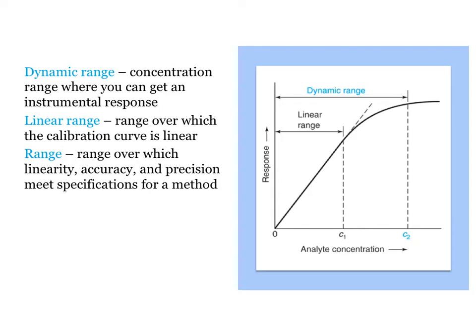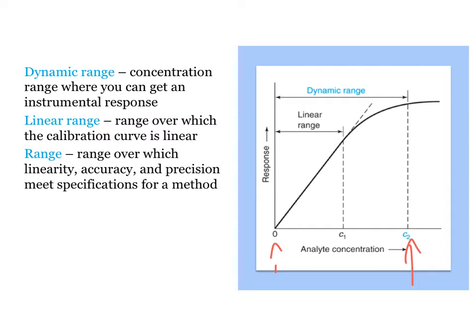If we had no previous experience with an analytical method, we would begin by preparing a series of standards with concentrations that span our best guess of the range of concentrations we're likely to see in our samples. However, the instrumental response may not be ideal over the entire range of the standard concentrations we've just prepared. If we look at the curve on this slide, we see that we get an instrumental response from our blank, or 0, all the way up to C sub 2, our standard with the highest concentration.